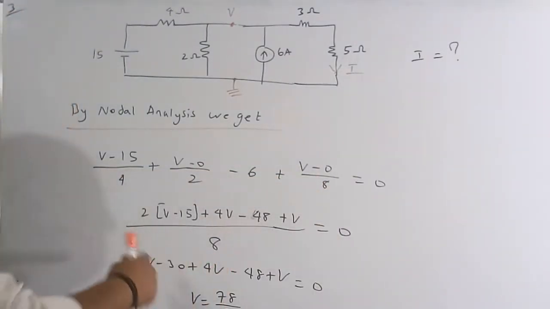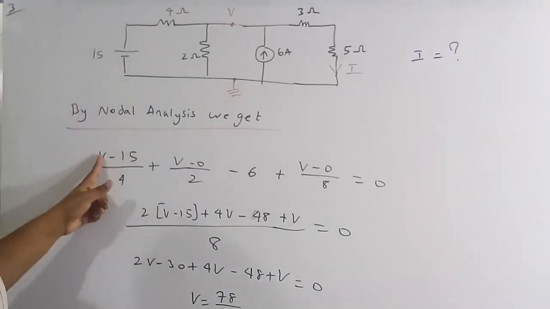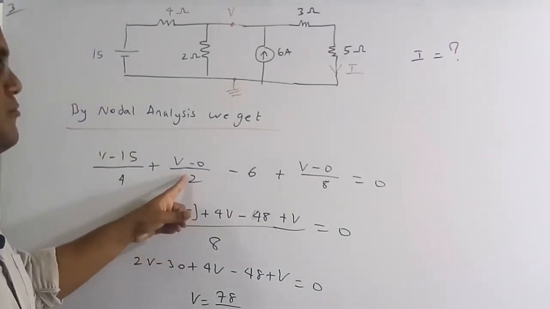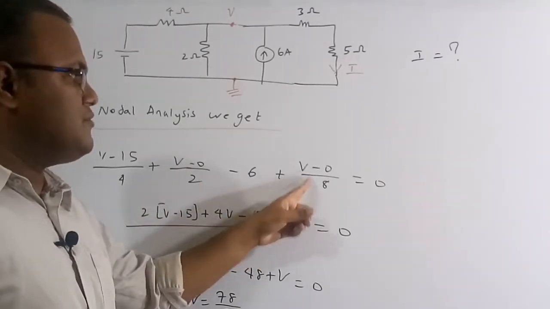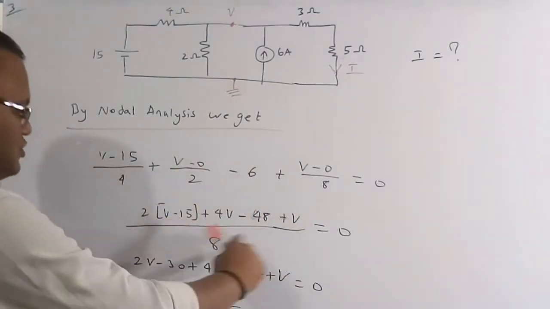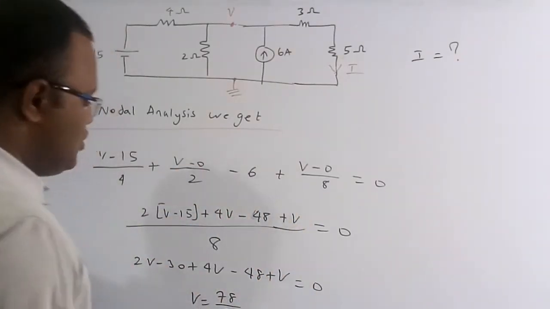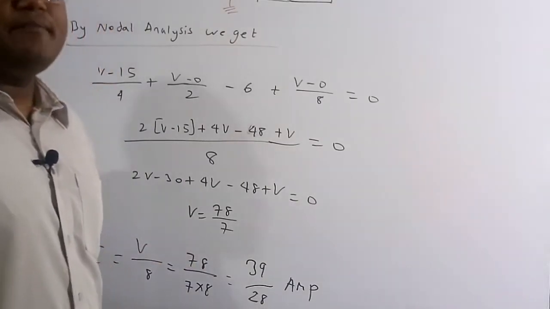If you take the LCM of 4, 2 and 8, it is nothing but 8. So here you have to multiply by 2, so 2 into (V minus 15). Here you have to multiply by 4, so 4 into V minus 6 into 8, 48, plus V is equal to 0. Take the 8 terms to the right side. So we have only one equation with only one unknown, and therefore V is equal to 78 by 7.